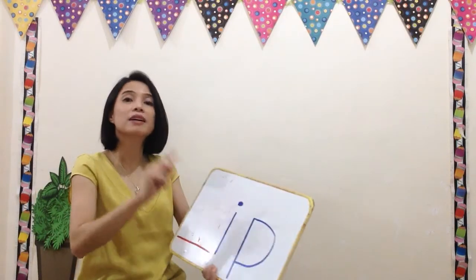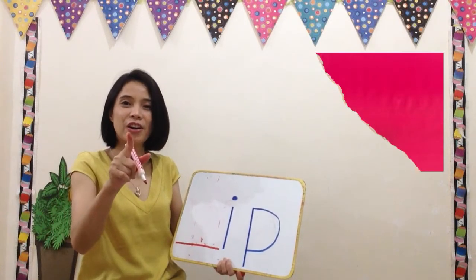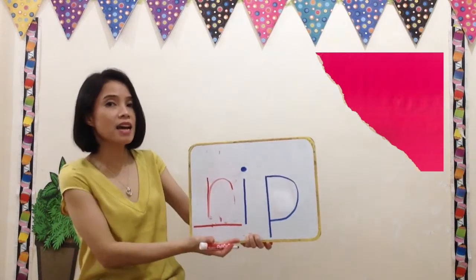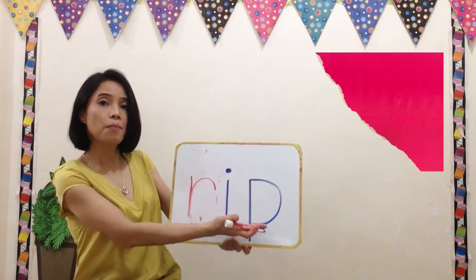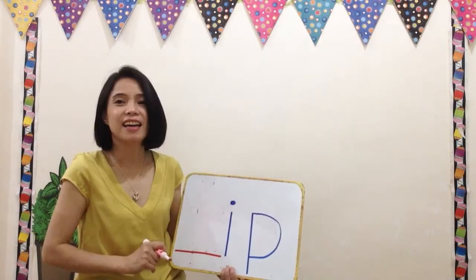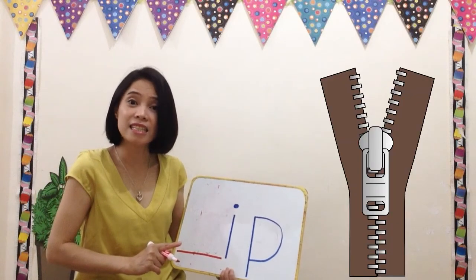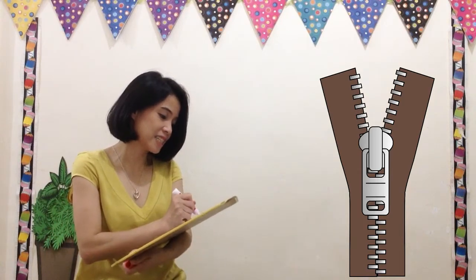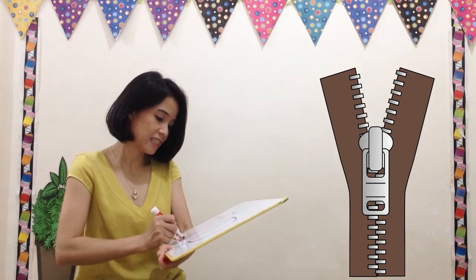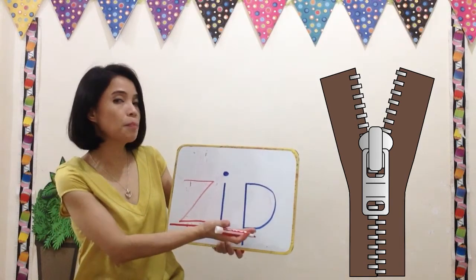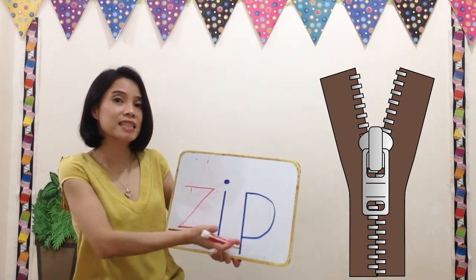Next one is rip. That's letter R. Okay, blend the sounds. R, ip, rip. And the last one is zip. That is letter Z. Z. Let's blend the sounds. Z, ip, Z, ip, zip.